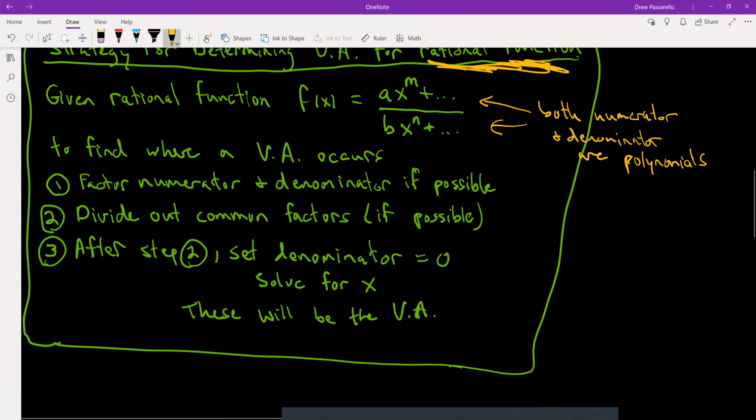So the first thing you do is you factor the numerator and denominator if possible. After you do that, you divide out common factors if you can. And then after you cancel out common factors, that's when you set the denominator equal to 0 and solve for x. And then that will give you the vertical asymptotes. The important thing here is that you don't just set the denominator equal to 0 right away, unless you verify that nothing can be factored.